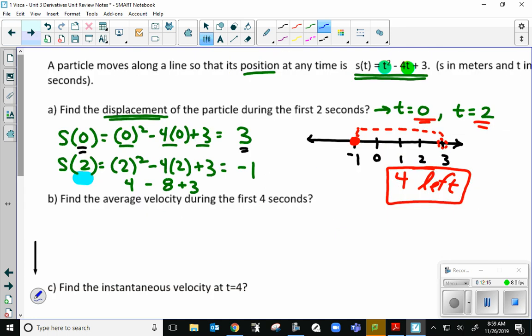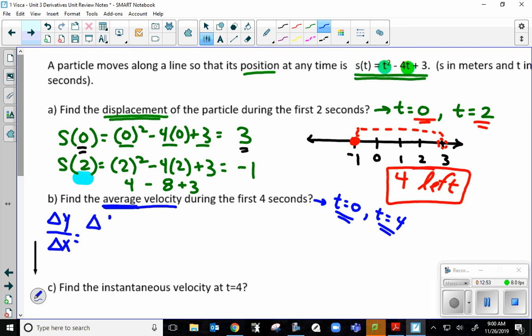The average velocity during the first 4 seconds. That's from time starting at 0 to time 4. Velocity is derivative, which is slope. I have 2 positions, so I can get 2 coordinates. Because it's average, I'm going to use change in y over change in x. Or in this case, I guess it would be change in s over change in t.